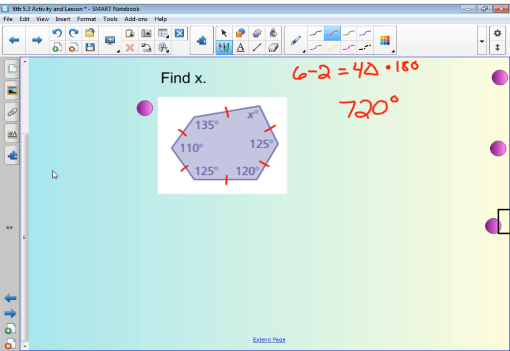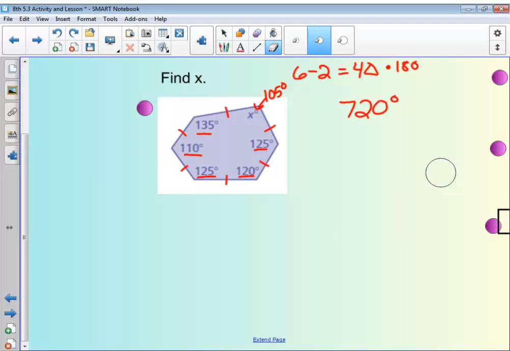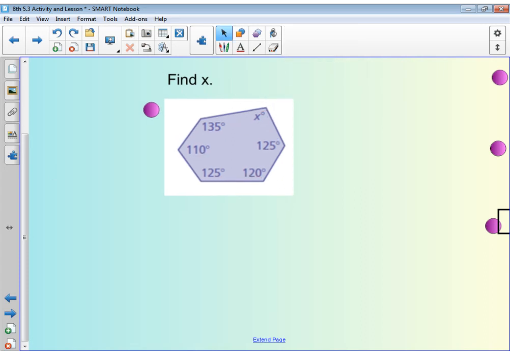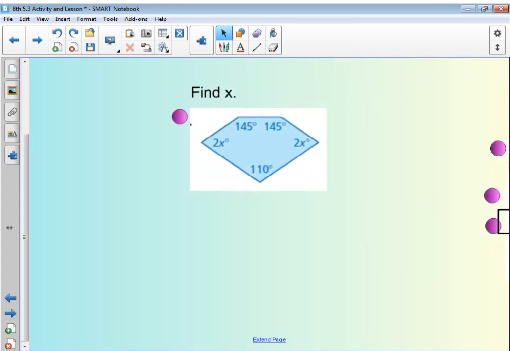Now I like to go ahead and just subtract off what I know. If you want to add all of these together and then subtract them from 720, that's okay. I'm going to go ahead and just do 720 and subtract off the ones that I have. So minus 125, minus 120, minus 125 again, minus 110, minus 135. When I do that, it leaves me with this to be 105 degrees. Okay. All right, so I want you guys to try this next one. So it's tying in two things that we have learned.